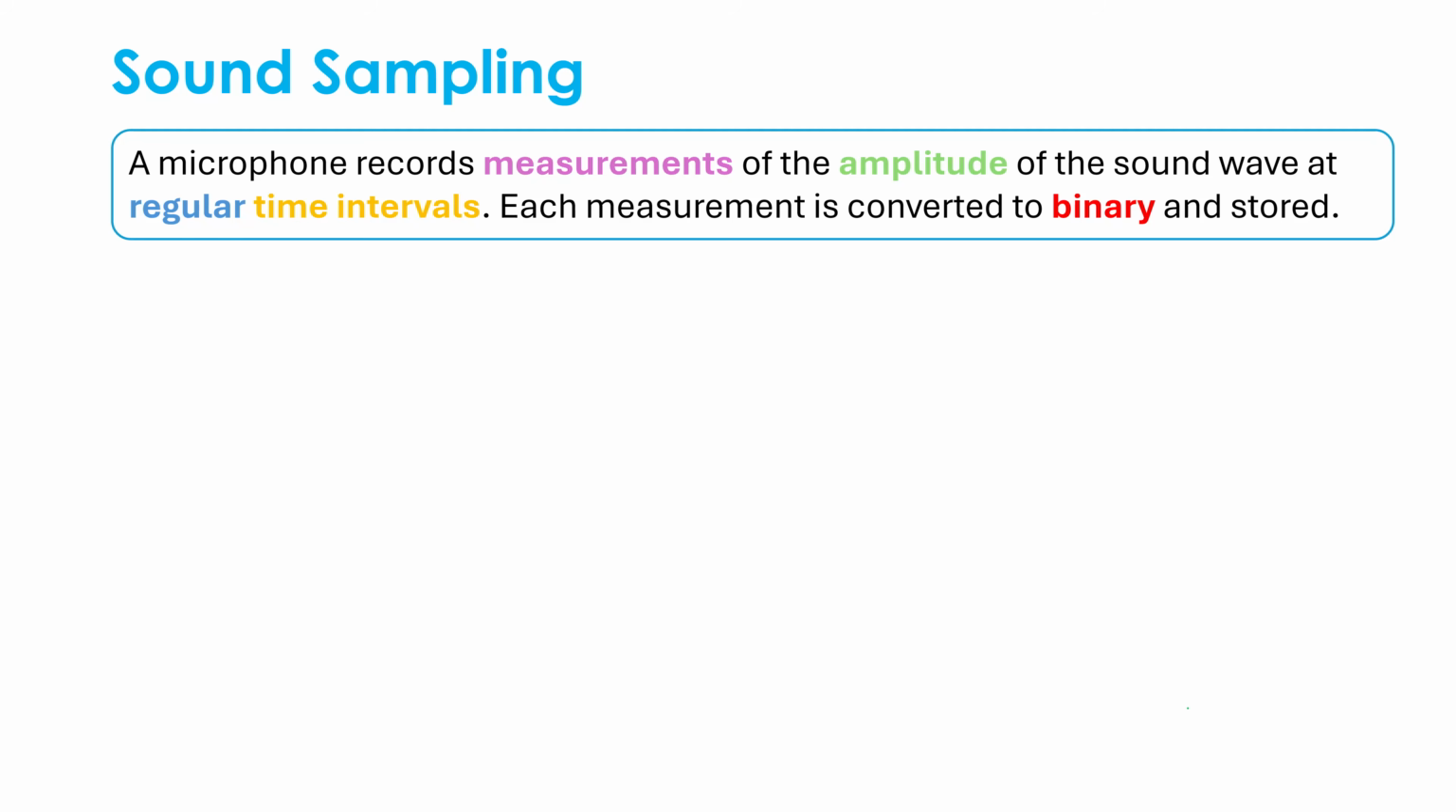So how does sound sampling work? Well, the device doing this is a microphone. A microphone is recording measurements of the amplitude of the sound wave that it detects at regular time intervals.